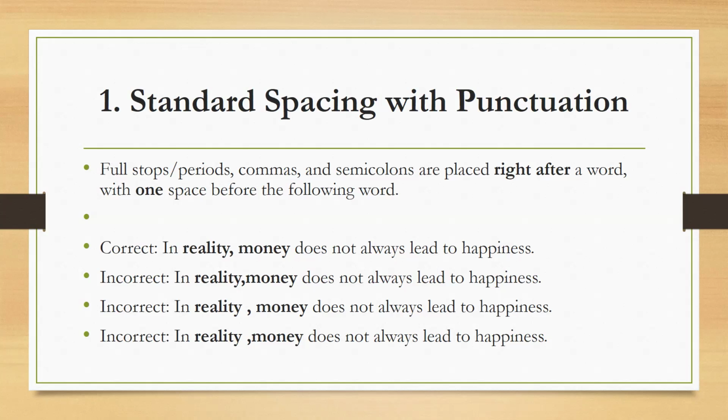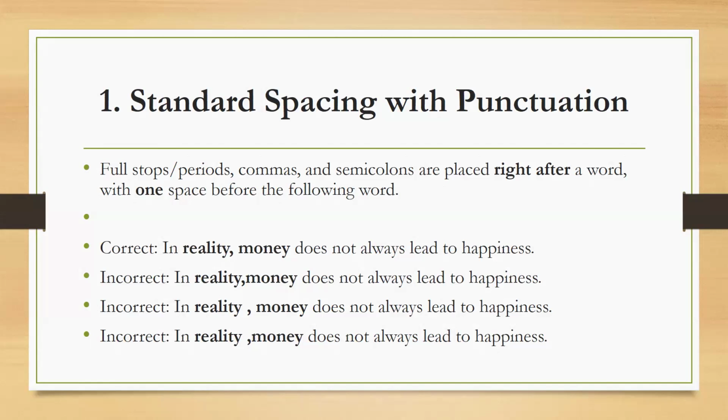Okay, so looking at the first one, we realize that in reality, comma, there is a space before the sentence continues. Good. Then what is wrong with the last three? After the comma, the money just came. So there is no space after the comma. And then the third one too, in reality, there was a space before the comma and then another space before money.